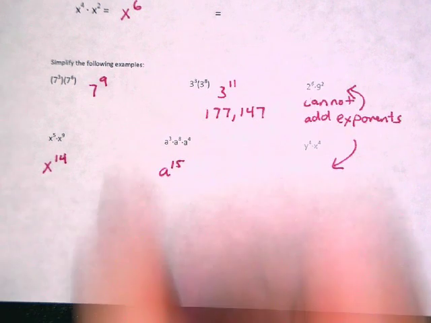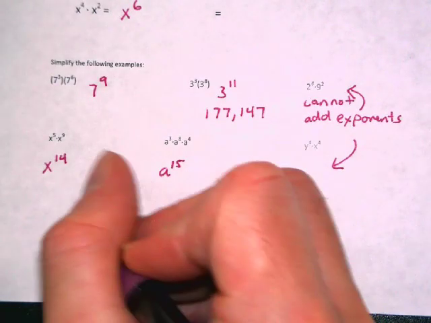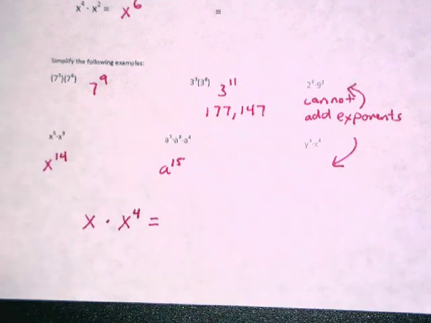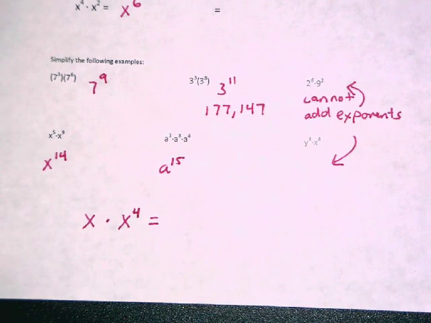All right, now the most common mistake with this rule is this, and it's something real simple. What would that be?